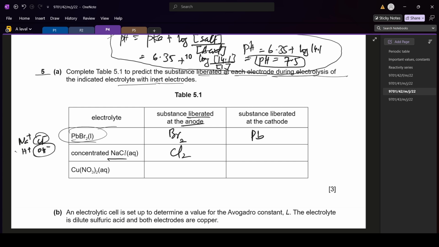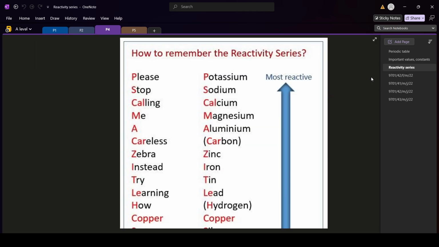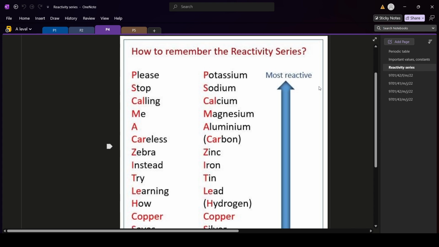And at the cathode we see the reactivity. The less reactive element will be liberated. Hydrogen, from H plus ions, is less reactive than sodium, so hydrogen will be liberated. And how do I know that sodium is more reactive and hydrogen is less reactive? This is by the reactivity series, which you have to remember.